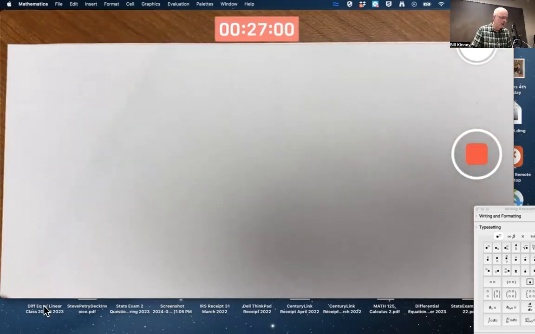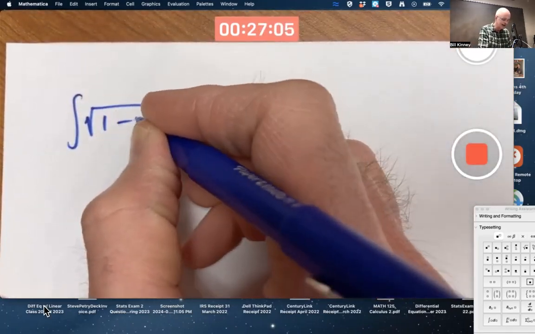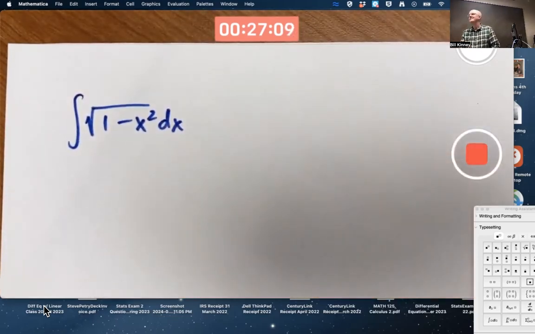I'd like to do the following integral: the integral of square root of 1 minus x squared, in two ways. One, using this new topic that we're going to talk about called trigonometric substitution. Another method, which I want to do first, is using geometry.